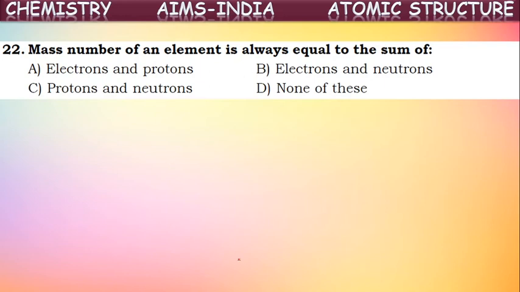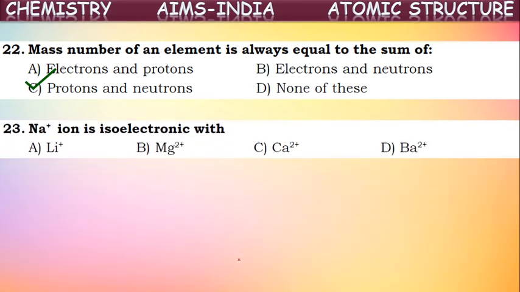Next, the mass number of an element is always equal to. So to which is the mass number equal? We know mass number is nothing but nucleon number. Nucleons means the sum of protons and neutrons. So the number of protons and neutrons together is considered as the mass number.